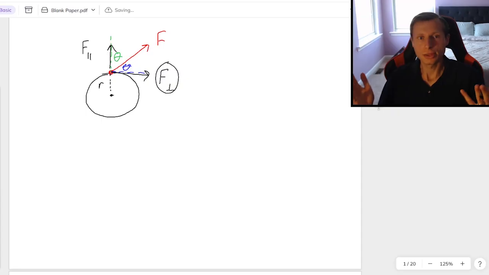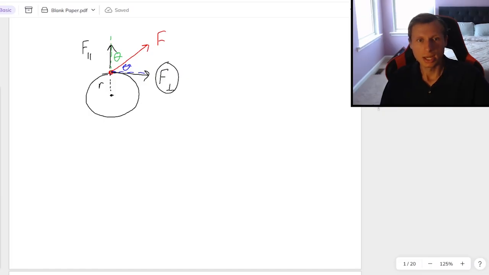How come? Think about these forces, the one pointing this way and the one pointing straight up. Which of these two forces is actually going to cause the wheel to spin? Obviously, it's the perpendicular one. And so that's why I'm only going to focus on that component. I'm ignoring F parallel. But how does that relate back to sine, cosine, SOHCAHTOA?